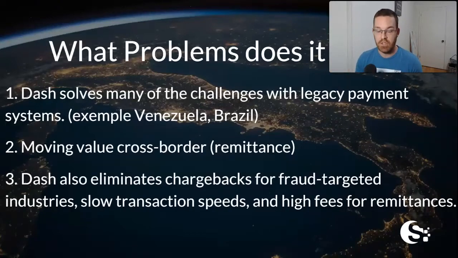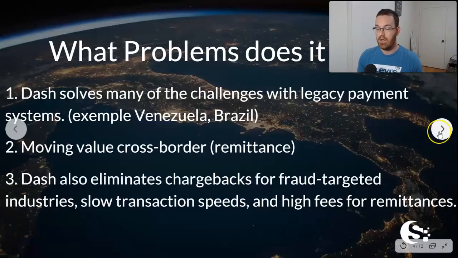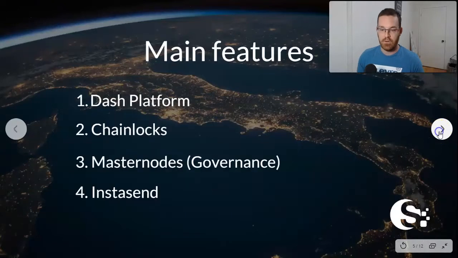Dash also eliminates chargebacks for fraud-targeted industries, slow transaction speeds, and high fees for remittances as well. All right, when I'm talking about remittance, there are a lot of fees, but for Dash, it's not even a cent to send, let's say, $100. So really barely any fees in Dash. So that's another problem that it solves. If you compare to BTC with a lot of fees, that's not the case for Dash.